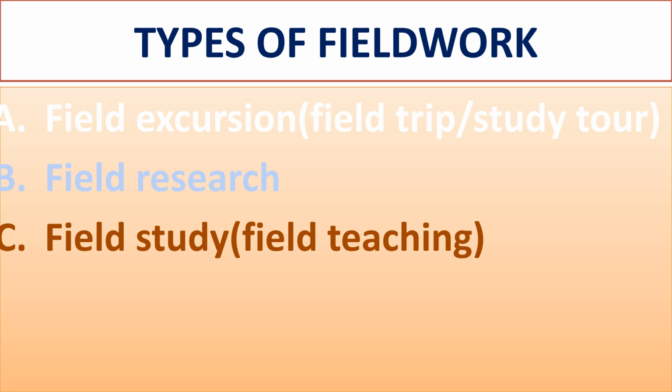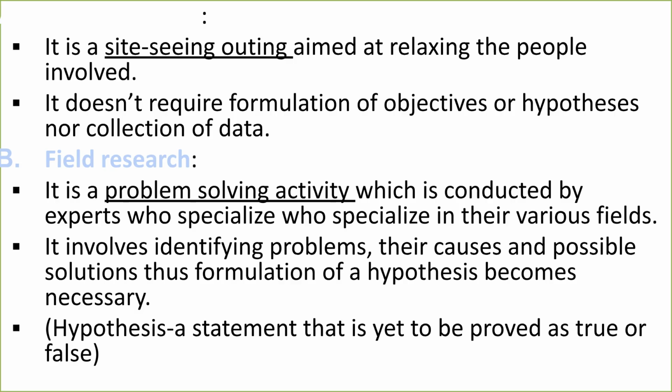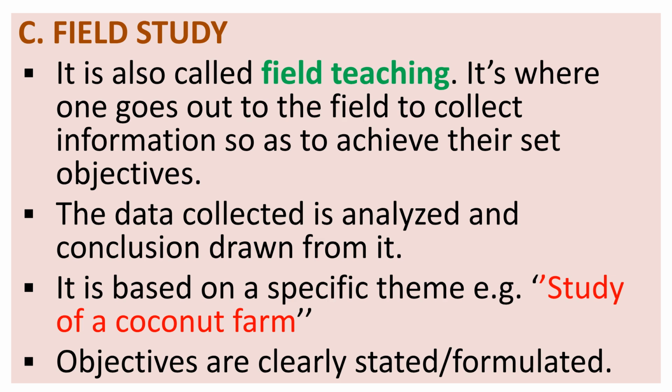The types of fieldwork include field excursion, field research, and field study, also called field teaching. A field excursion is a sightseeing outing for relaxation, requiring no objectives or data collection. Field research is a problem-solving activity conducted by experts, involving hypothesis formulation. Field study, or field teaching, involves collecting and analyzing data in the field to achieve set objectives. It is based on a specific theme, and objectives are clearly stated.